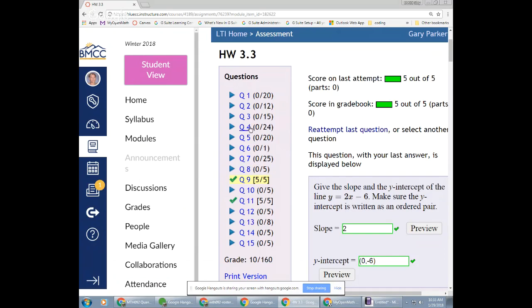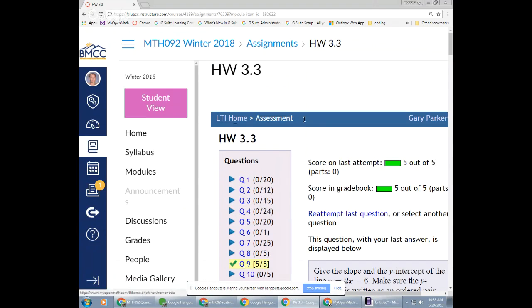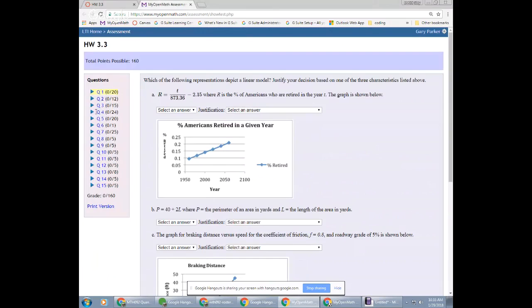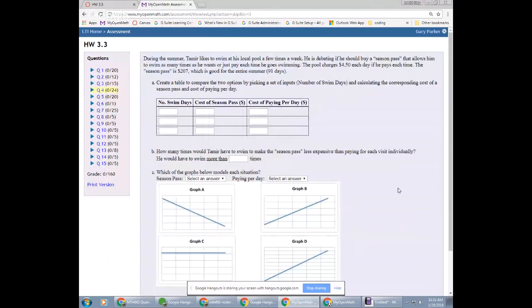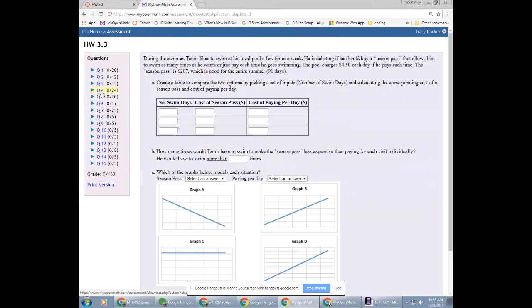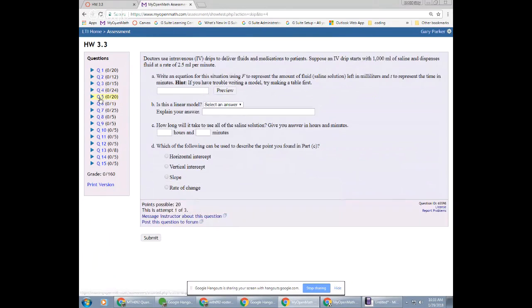All right, let's back up. Let's see, which looks more exciting, 4 or 5? I'm going to bump this into a new window. Let's see, how do I do that? Here, maybe. That's better. Number 4, number of swim days, cost of season pass, cost of paying per day. That one looks sufficiently complicated. And intravenous drip. I like this one too. All right, anybody want to vote 4 or 5? We can do one of them.